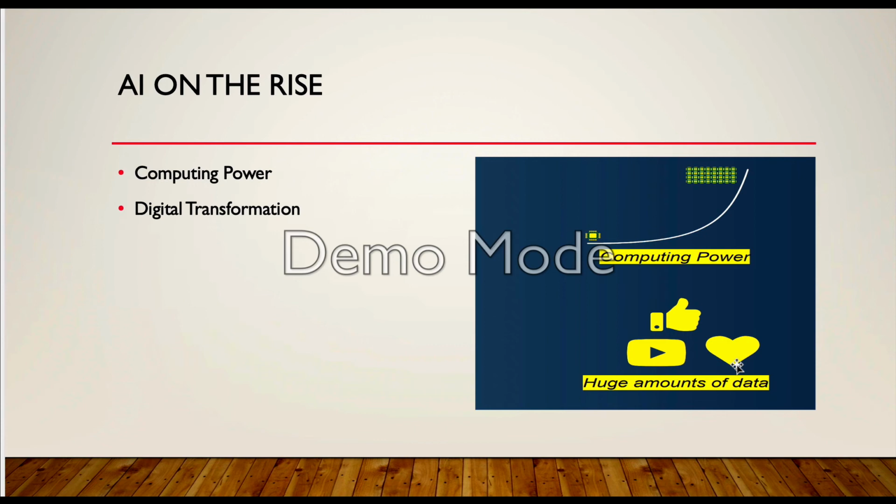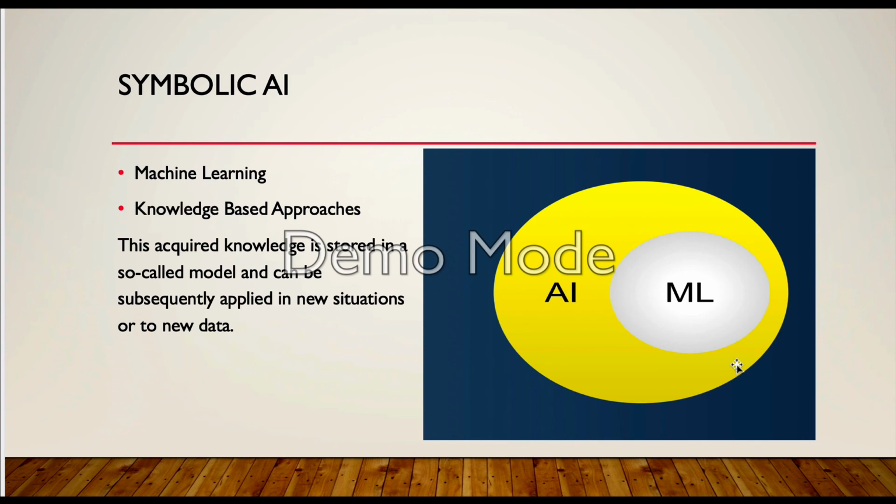A subject area of artificial intelligence can be roughly divided into two sub areas. There are learning approaches that can derive patterns, identify routes and behavior patterns on the basis of data. In other words, machine learning, in short, ML. This acquired knowledge is stored in a so-called model and can be subsequently applied in a situation or to a new area.